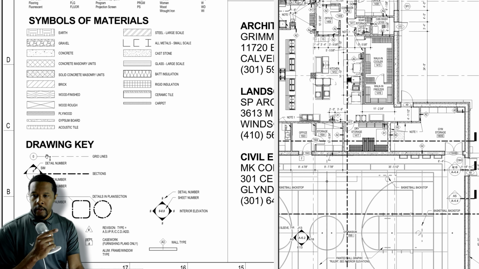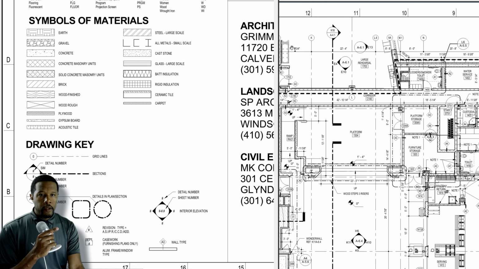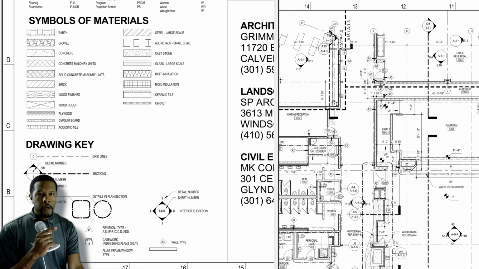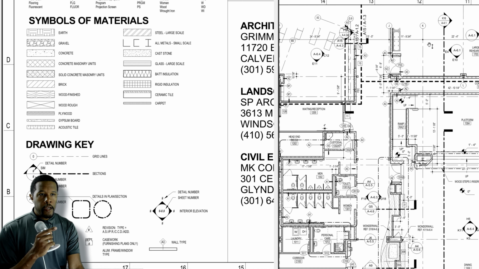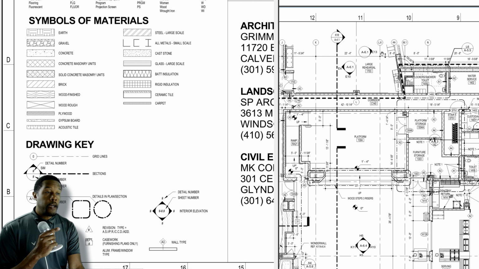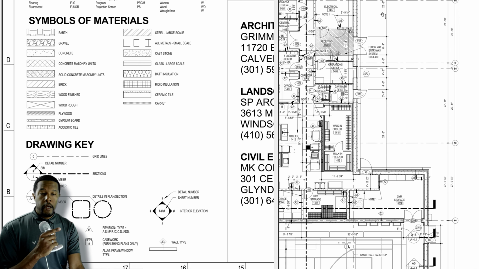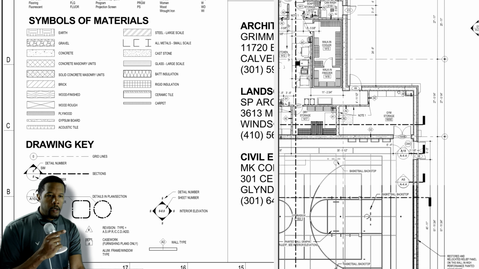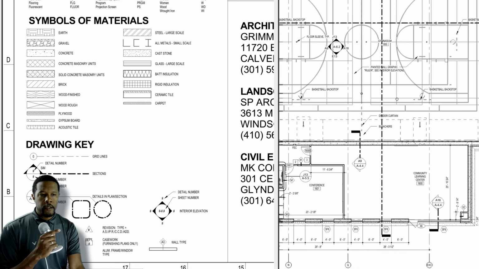Continuing on, let's look at the drawing key. This is going to tell you what your grid lines look like. So here are the grid lines here. Notice that the grid lines that run horizontally are alphabets: J, K, L. And the ones that run vertically are numbers.